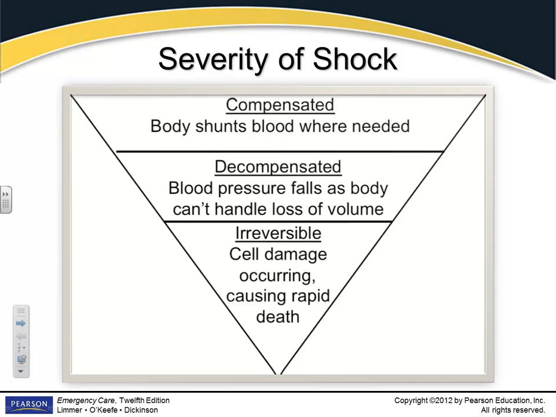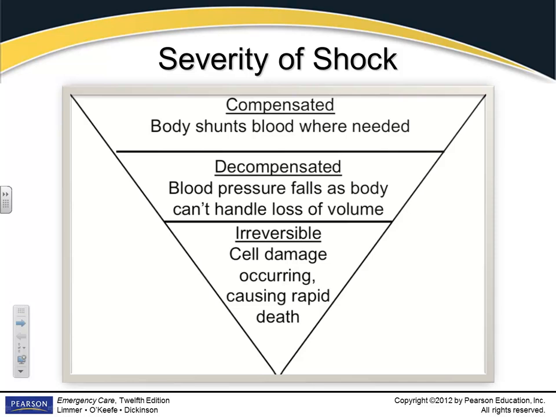By irreversible, now nothing you do can save your patient. They may actually lay in this state for several days before they die, but they've had end organ damage. They've got cellular damage. They've got a lot of cell death. It's irreversible.